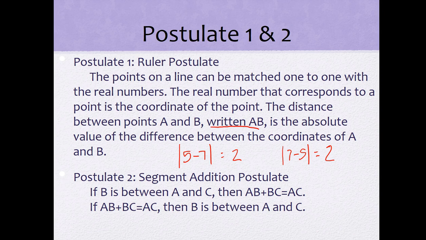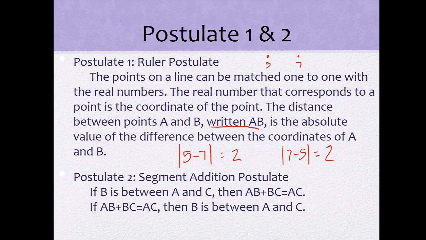So that's basically just saying we can measure the distance between 2 points, and if your ruler is broken, you don't have to necessarily start at 0. You could start at any number on your ruler, and the distance between them gives you length.